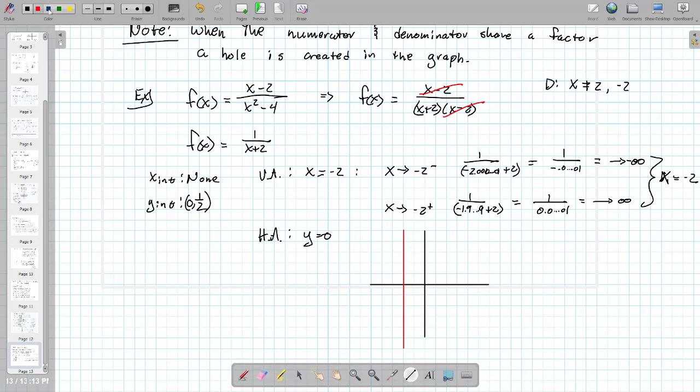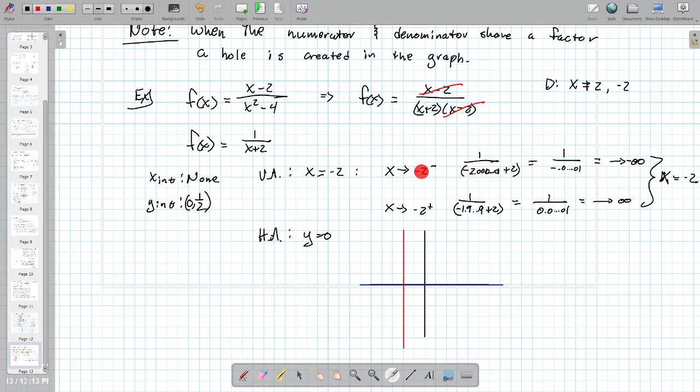And I have a horizontal asymptote of y equals 0. We already know that we don't cross the horizontal asymptote, because if we did cross the horizontal asymptote, we would also have an x-intercept, and we don't have any x-intercept. So let's go ahead and graph.